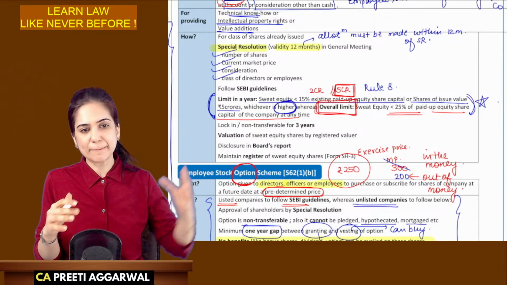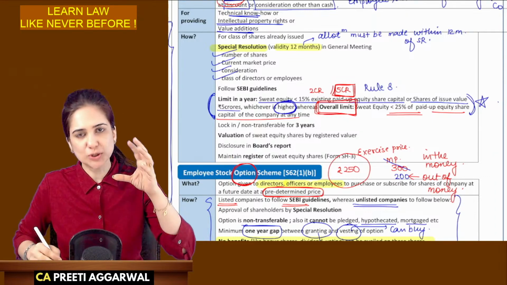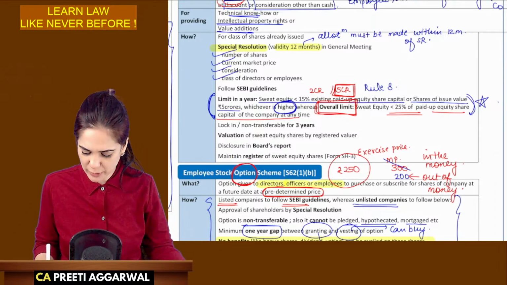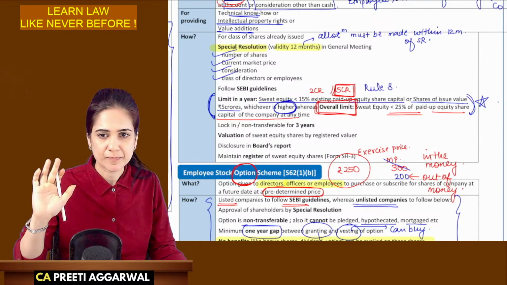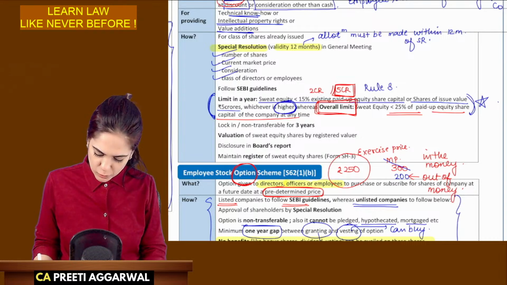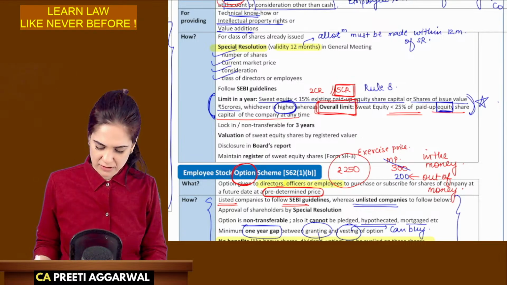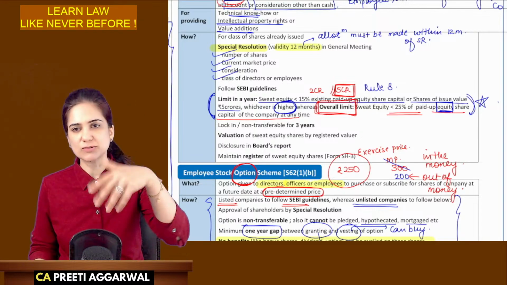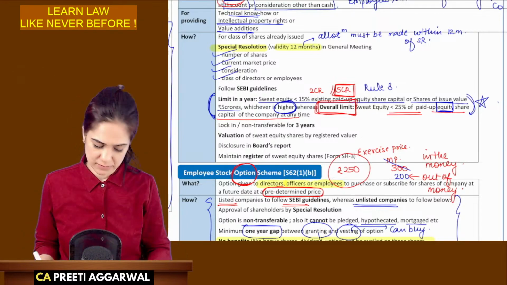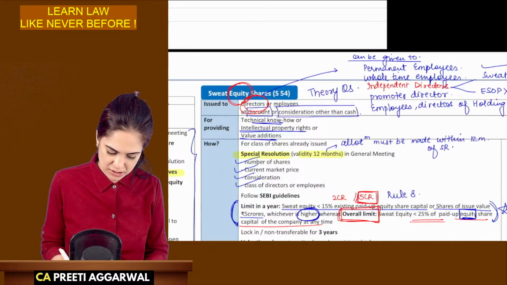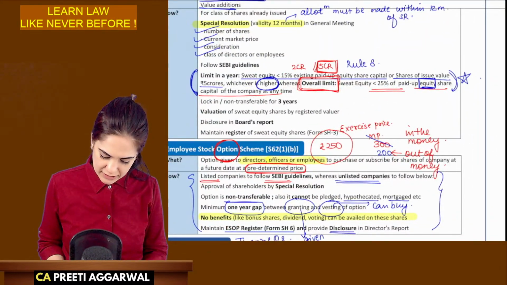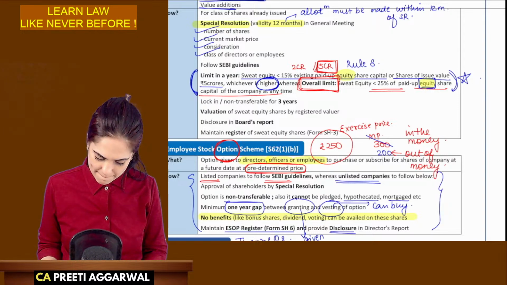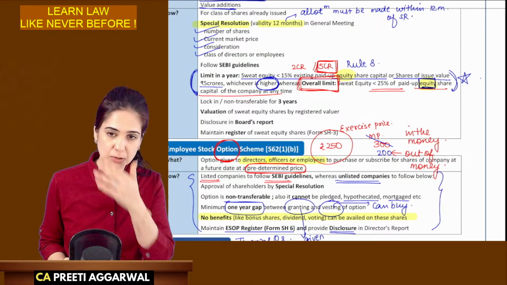Overall, it means up till now, if you have issued sweat equity, there should not be more than 25% of the paid up equity share capital of the company at any time. The word is equity. This you need to remember. Many times we forget and write 25% of the capital. Equity capital, because these are sweat equity shares. So we will check the equity capital here also. It is equity capital. So please pay attention to what is written.